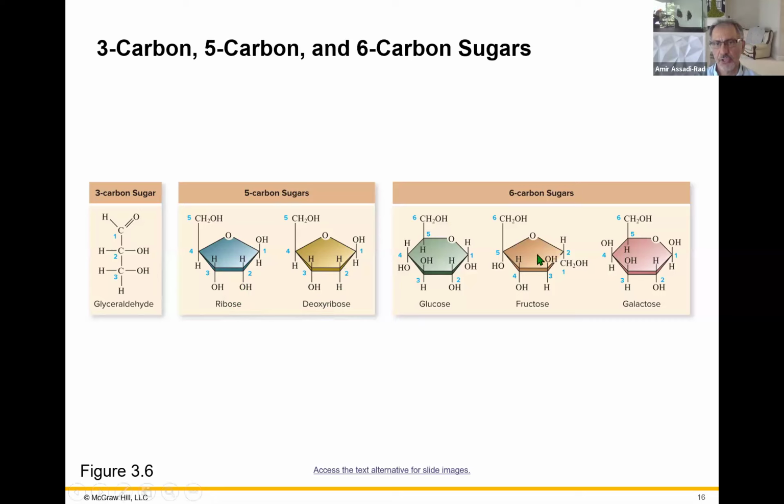Glucose, fructose, and galactose, all 3 of them are monosaccharides. All of these are monosaccharides, all of them. This one has 6 carbons. This one has 6 carbons. This one has 6 carbons. This glucose has 12 hydrogens.